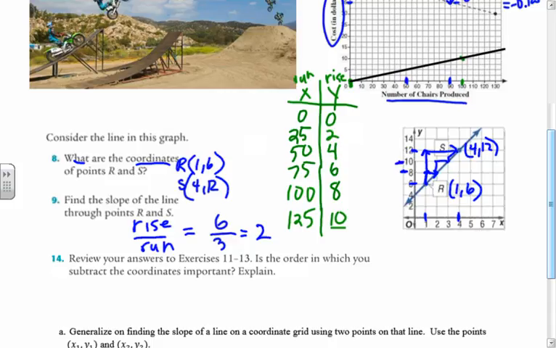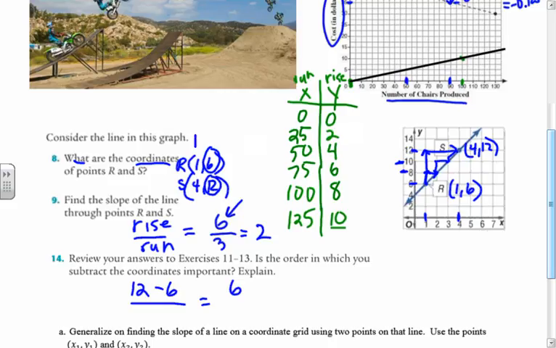That's why I'm saying I'm going up 2 for every 1 I go over. Okay. This next question said, is the order in which you subtract the coordinates important? Well, one thing I want you to notice here is if you look at these two numbers, the 6 and the 12, those are my y coordinates. The difference between those two numbers is actually my rise. So I can just take my 12 minus my 6 to get my rise, which is 6.